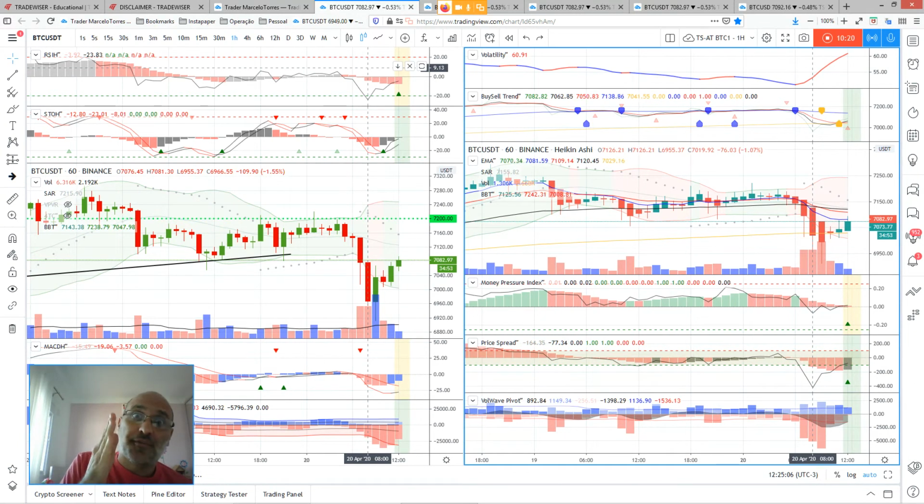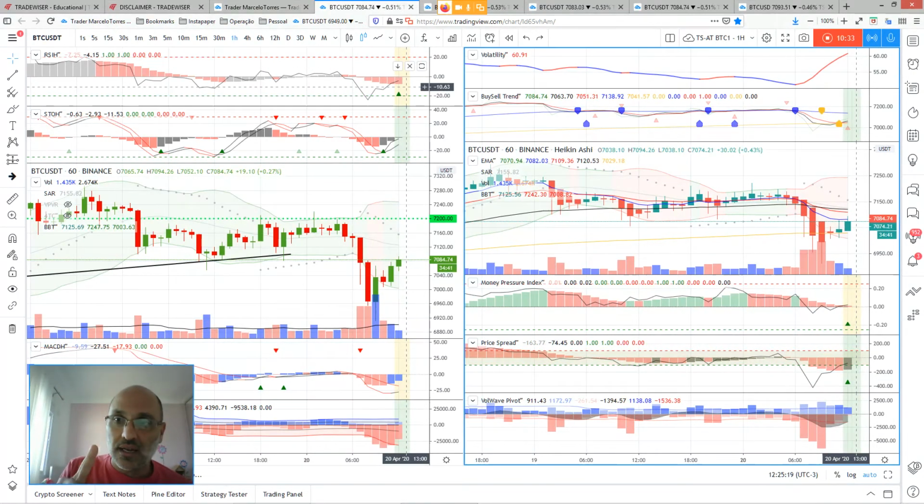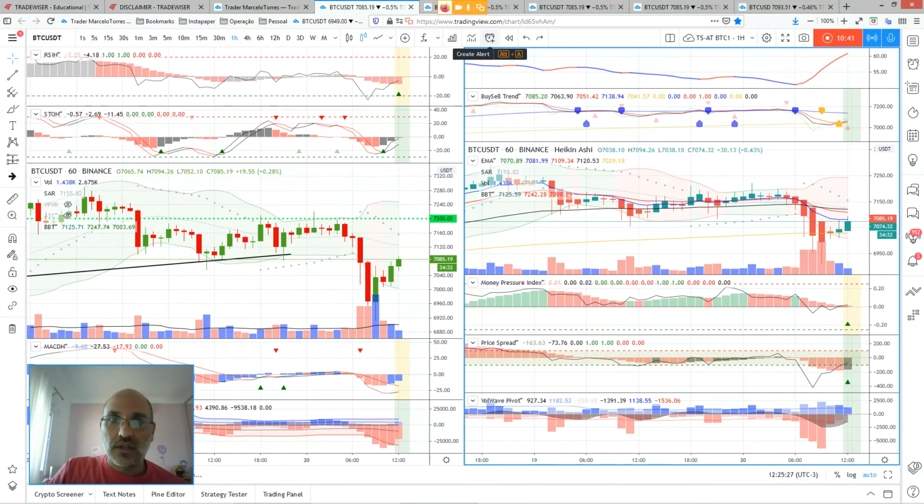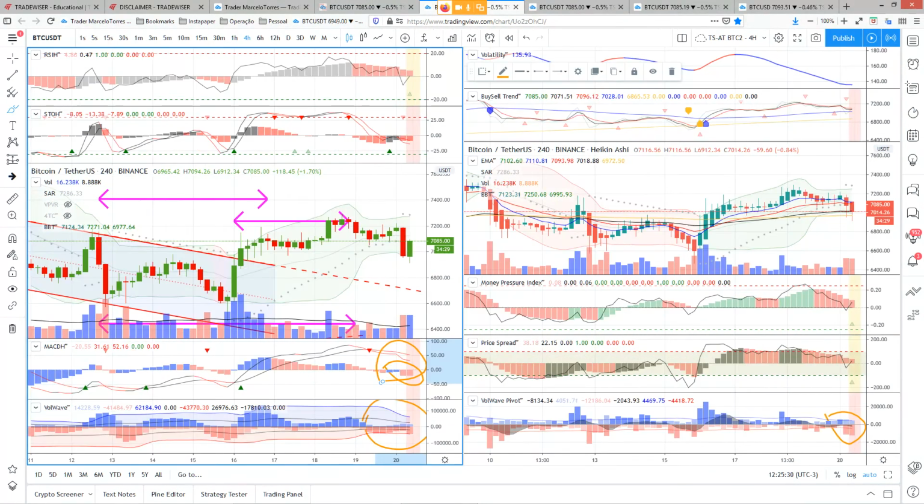But since the volume is not good on the 1-hour chart, we might see the 1-hour chart supporting the 4-hour chart. That's why today we have to keep a keen eye on the 1-hour chart to see how the 4-hour chart is going to behave. Otherwise, we're going to see the market going down. Okay, so this is it on the 4-hour chart. Not much to say here. Let me see, what else do we have?